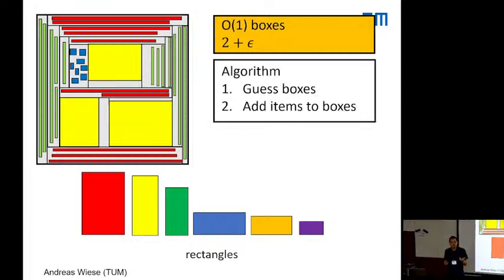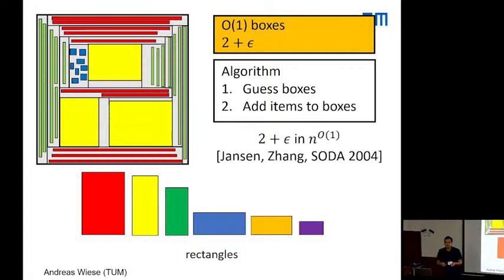And then the algorithm is pretty much the same algorithm as before. Step 1 is, again, you guess these boxes, meaning you enumerate all possibilities, you convince yourself that there's only a polynomial number of options for those. And for each option, you add these items into the boxes with pretty much the same dynamic program as before. And then this gives you a 2 plus epsilon approximation algorithm in polynomial time, as shown by Jansen and Sai.